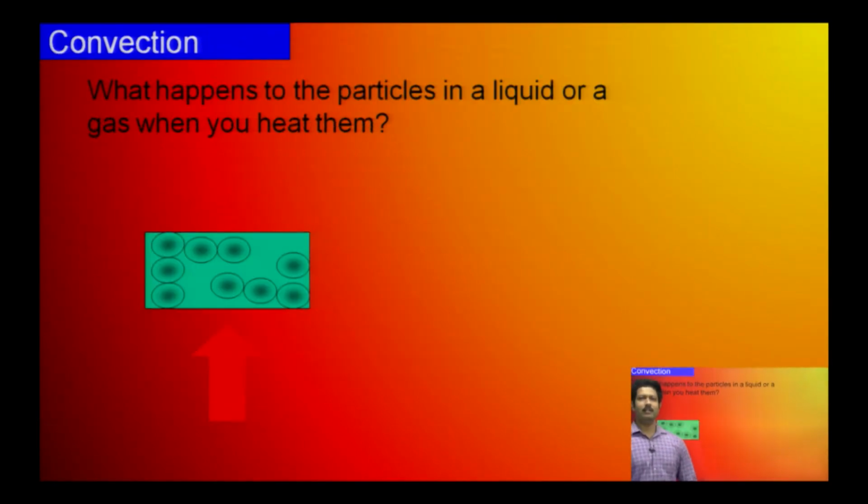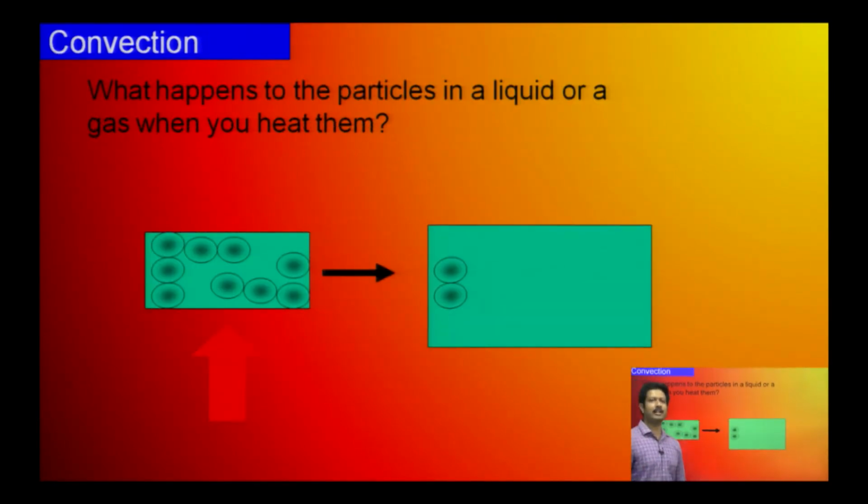Now what happens to the particles in a liquid or a gas when you heat them? Now we are discussing convection. So what happens to the particles in a liquid or a gas when you heat them? Okay, now you can see that there is a square, and there you can see that the particles are very closely kept. So that is basically a liquid.